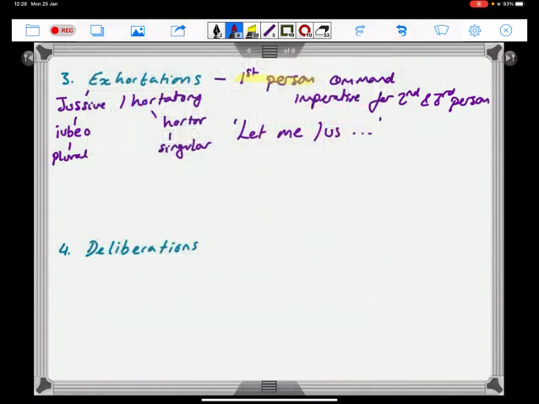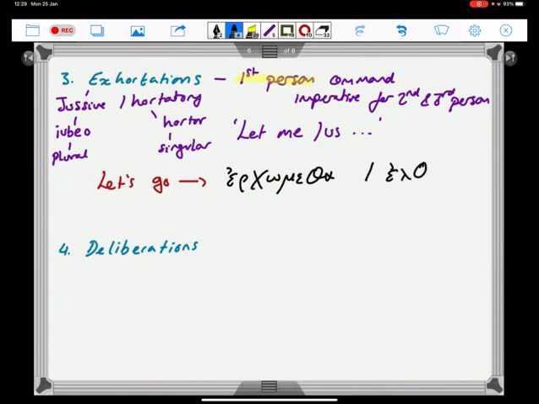So to give you an example, let's go would become erchometha in the present or elthomen in the aorist.